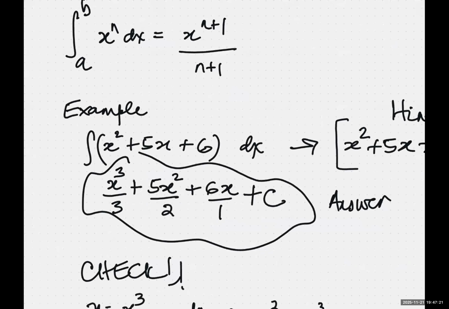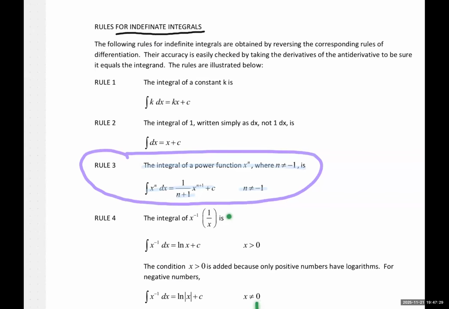So that's what this first one is saying. The first one is saying that the integral of a constant dx is going to be equal to kx, the constant times x plus c. So we looked at rule 1. Of course, we looked at rule 3.